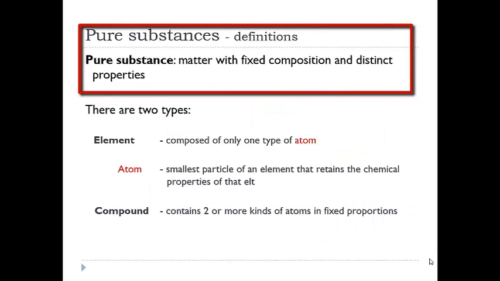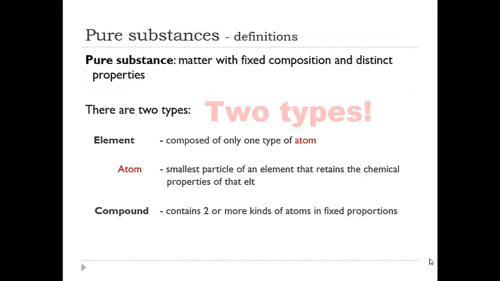And a pure substance is matter with fixed composition and distinct properties. There are 2 types of pure substance. One is an element, and an element is composed of only one type of atom. Remember, we defined an atom as the smallest particle of an element that retains its chemical properties. A compound contains 2 or more kinds of atoms in fixed proportions.